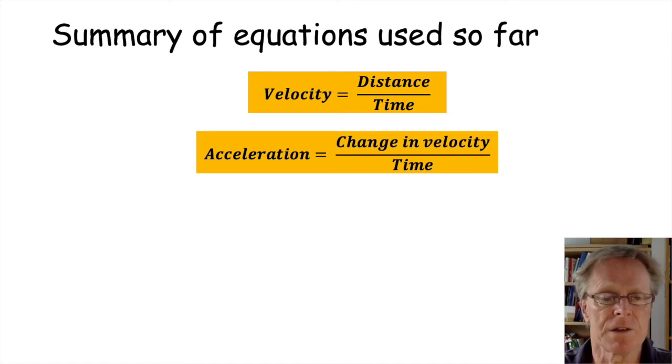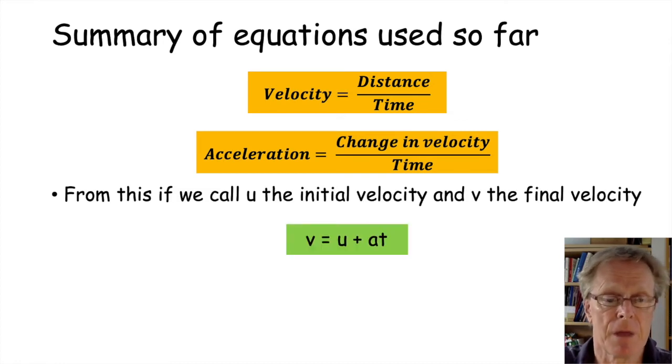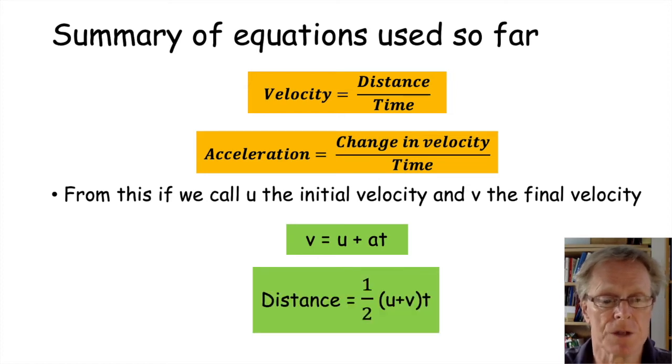They are fairly self-explanatory. But these two here, with u and v on them, v equals u plus at, and the distance travelled, which is a half u plus v times t. These two in the green are given to you on the formula sheet. You don't have to remember them, but as always, you do need to know how to use them.